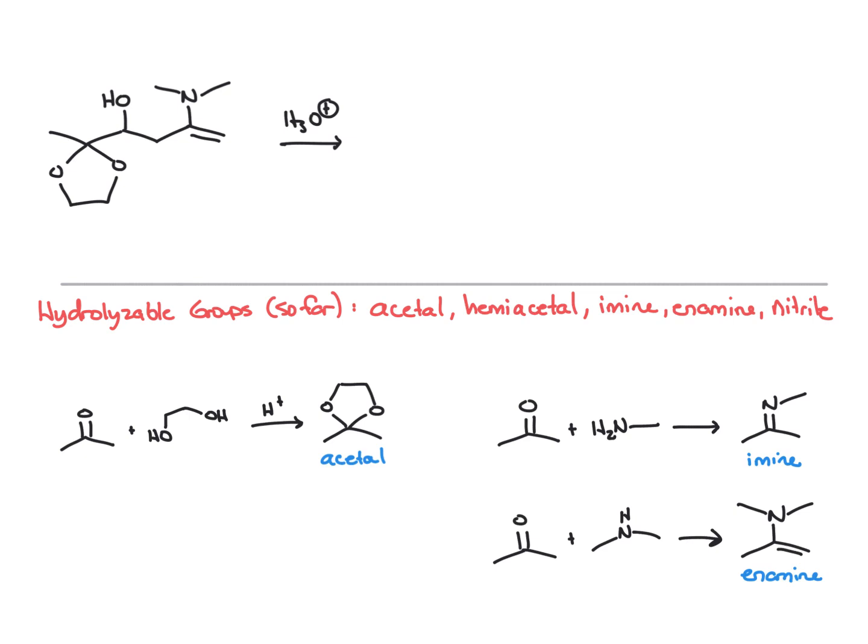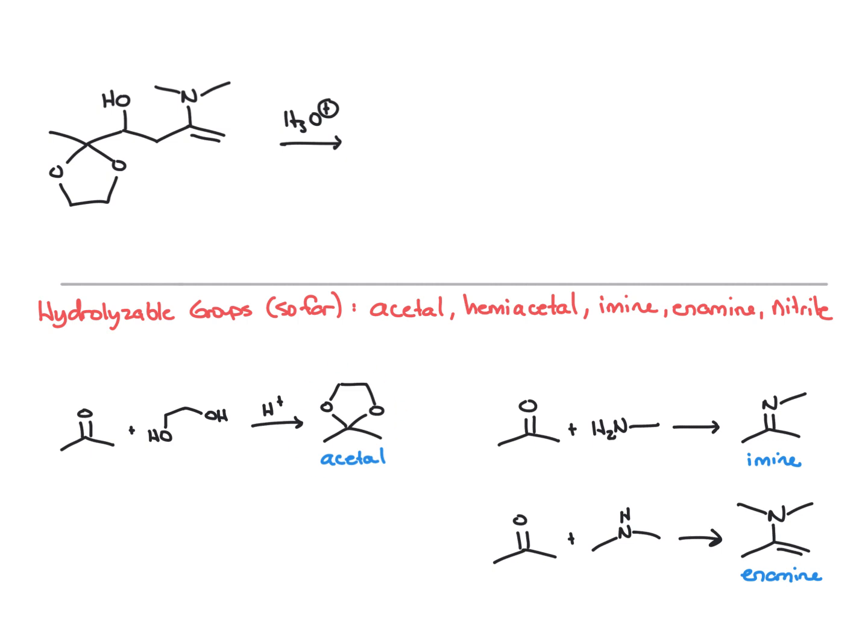Okay, here's a practice exam problem that seems to have caused a significant amount of grief, so I wanted to go through it. It gives this molecule and asks essentially how many hydrolyzable groups and how many hydrolysis products. So down here, just to review, here are the hydrolyzable groups we've talked about so far: acetal, hemiacetal, which we won't see much of, imines, enamines, and nitriles. So think about how all of these are formed.